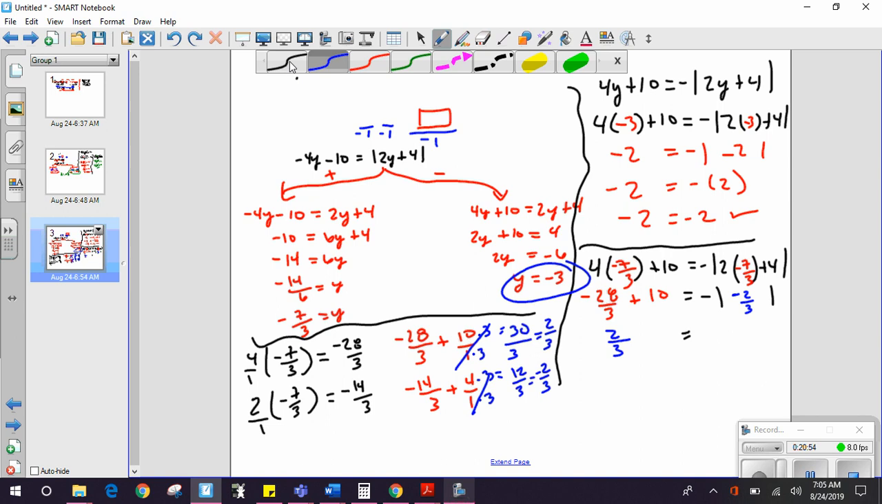So now bring down the negative sign, take the absolute value of negative 2 thirds, and you're going to get a positive 2 thirds. And then you got to take that negative sign and multiply it to the 2 thirds. So it ends up being 2 thirds equal to negative 2 thirds if done properly. And since both sides do not equal the same thing, this solution doesn't work. So the only solution to this particular absolute value equation is negative 3.